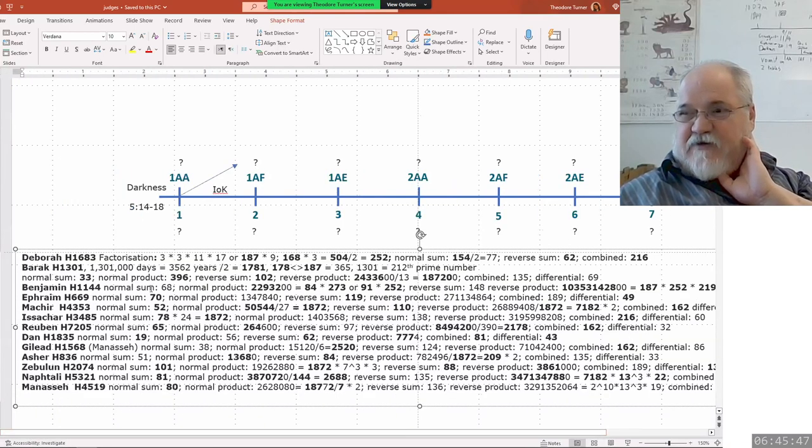of Benjamin is 68. The normal product here is 2293200. If we just take this part, it's 84, which is, of course, 7 times 12, times 273. Or it could be 91, which is 13 times 7, right? So that's just 7 more than this one, times 252. So we can see that Benjamin also has the symbol of 144 in it.